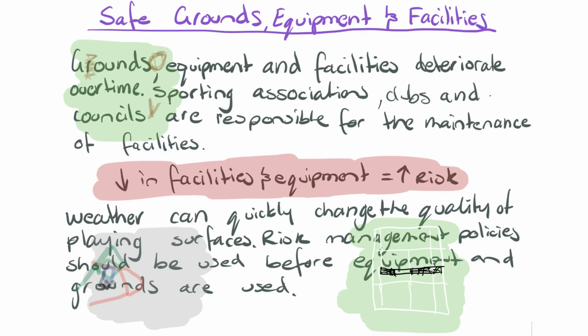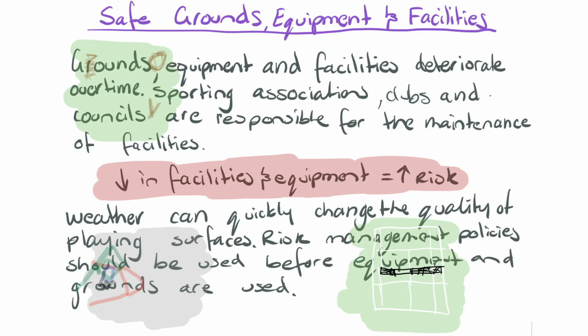So the final aspect we look at in relation to sports policy and sporting environments are safe grounds, equipment and facilities. Now this obviously has a lot to do with the sporting environment, but there's still policies that will govern the upkeep of these grounds and equipment and facilities. So grounds, equipment and facilities deteriorate over time. They're going to decrease in quality, and sporting associations, clubs and councils are responsible for the maintenance of these facilities. Obviously, if we have a decrease in the facilities and equipment, we're going to have an increase in risk.